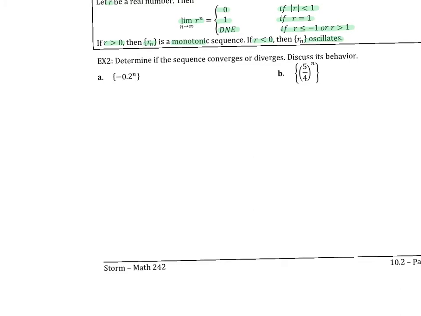In example A, again, we're assuming we're starting with 1. r is equal to negative 0.2. So since the absolute value of r is less than 1, I don't have to take the limit. By this theorem, I know that it's going to converge to 0. So this sequence converges to 0. And its behavior? Well, since r is negative, it converges by oscillation. So I can just add here, by oscillation.